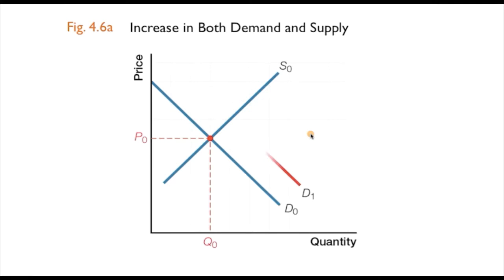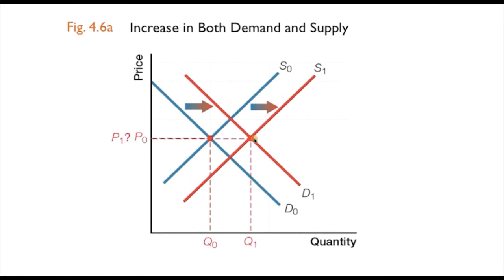So let's first model the increase in demand. So that's a rightward shift of the demand curve from D0 to D1. Then let's add to that an increase in supply, a rightward shift of the supply curve from S0 to S1. So if we look at the new equilibrium at the intersection of D1 and S1, it's right here. Now the way I've drawn these shifts of the curves, the price is exactly the same as it was originally.